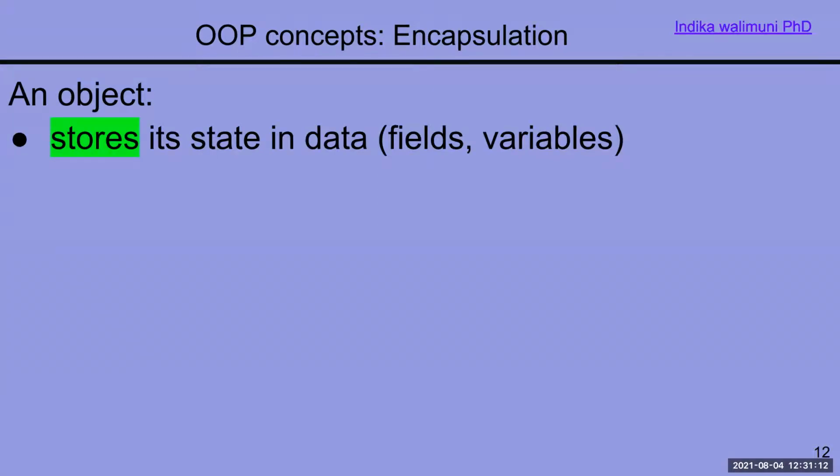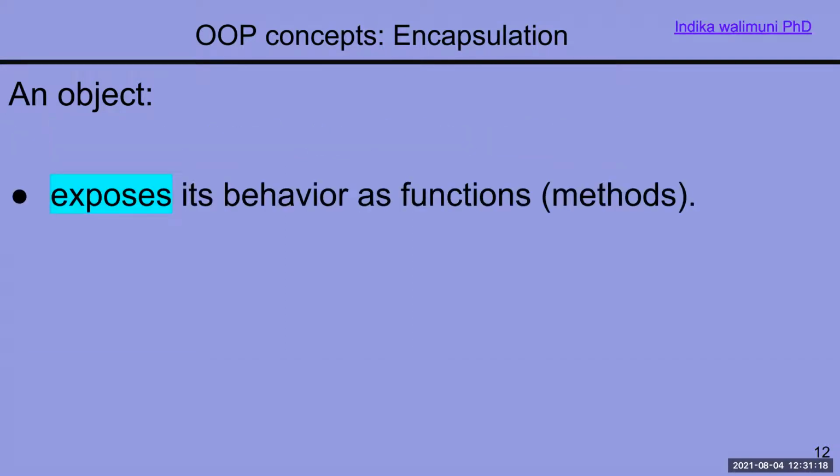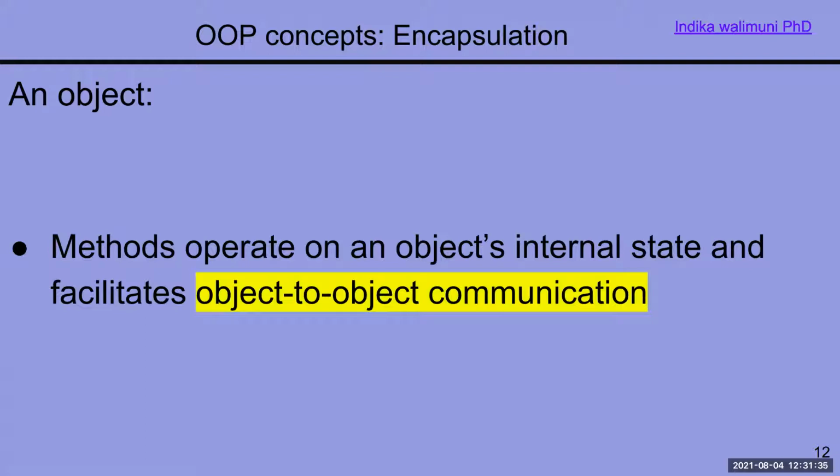An object stores its state in data fields and variables, and it exposes its behavior as functions, or methods. So an object has its own data, but it exposes its behavior as methods. Methods operate on the object's internal state and facilitate object-to-object communication. Basically, those methods facilitate communication between the object and the outside world.